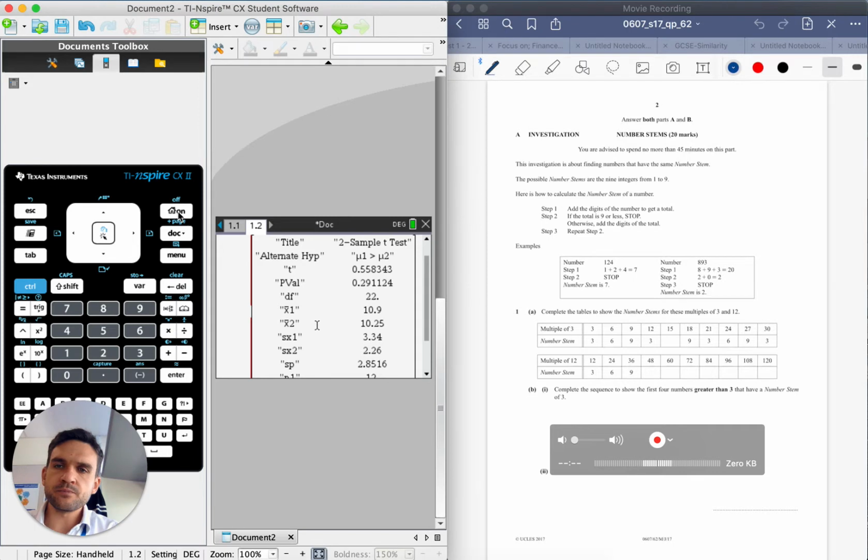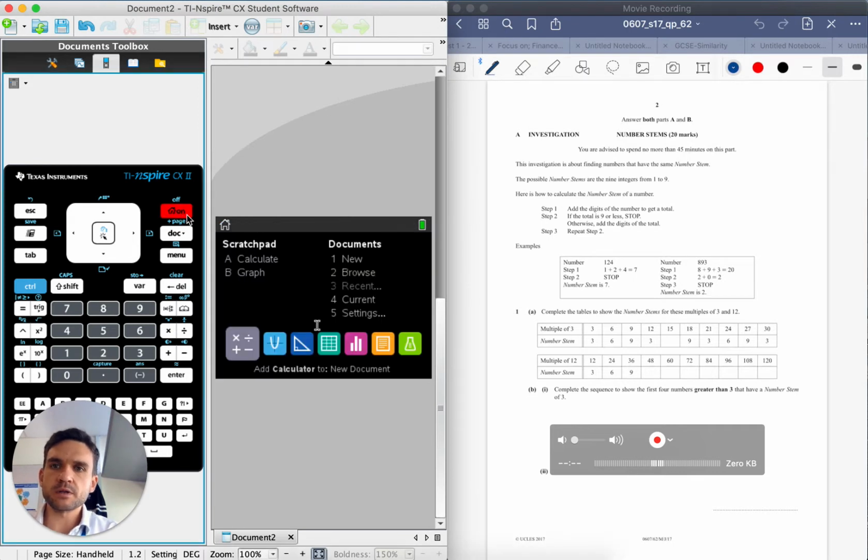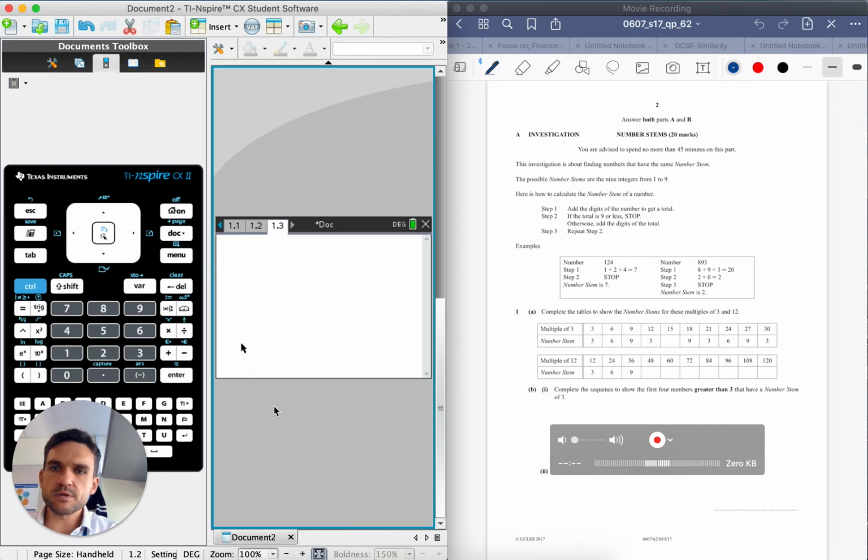You'll notice I've got a couple of things up here. I will just clear that, so the starting point is the same, and we're looking at this paper 6 investigation. A couple of things to notice first of all, and we will talk about the marks as we go through: 20 marks in total, and this should take about 45 minutes, which is the guidance we're given from the paper. Okay, let's dive into it.